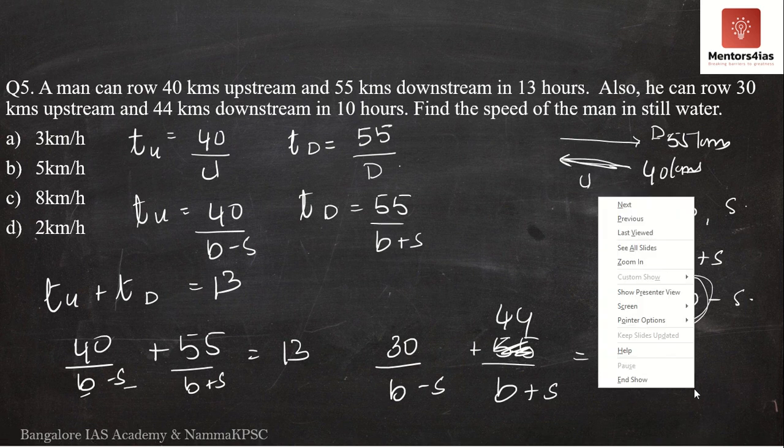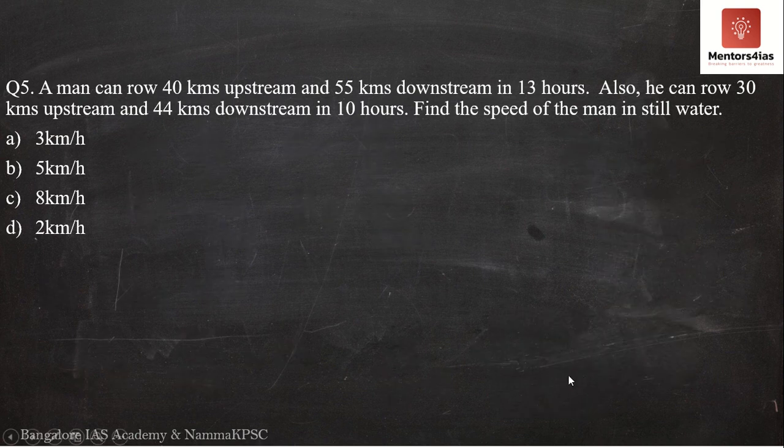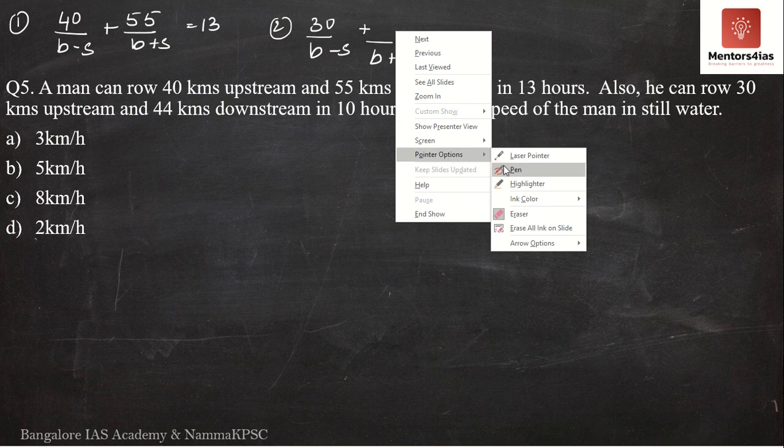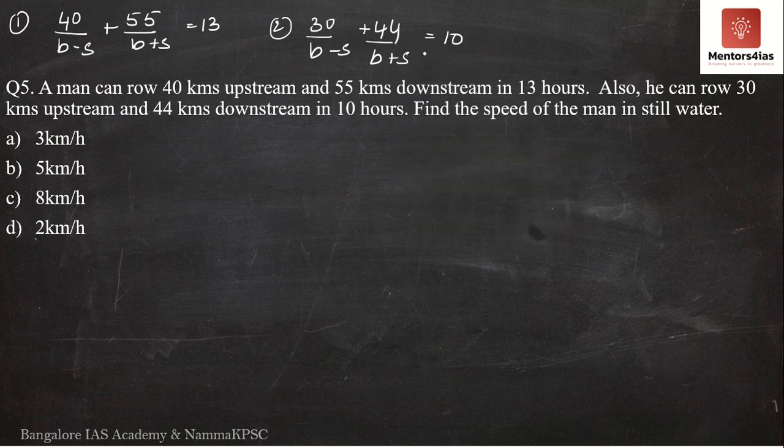Now I will just erase everything. Now, whenever you read such questions, first you write down the two equations. The first equation is 40 divided by B minus S plus 55 divided by B plus S is equal to 13. This is your first equation. The second equation is 30 divided by B minus S plus 44 divided by B plus S is equal to 10 hours.